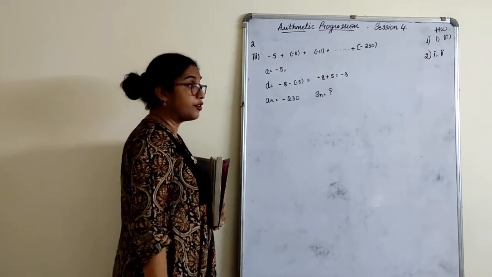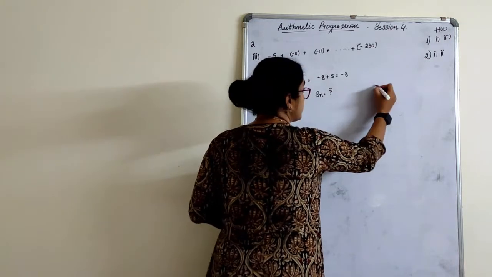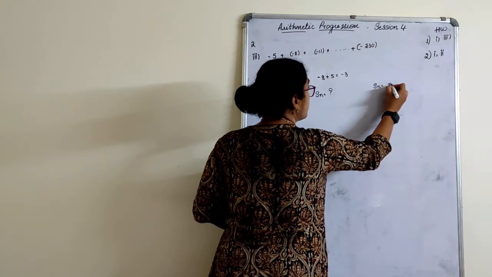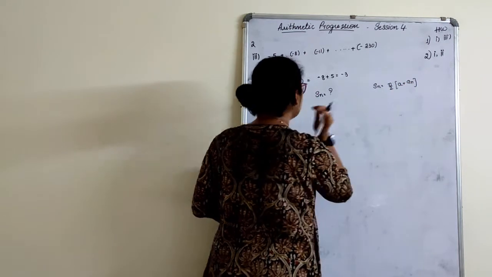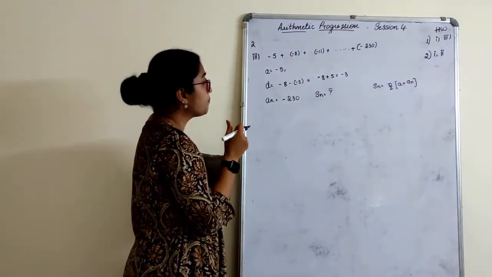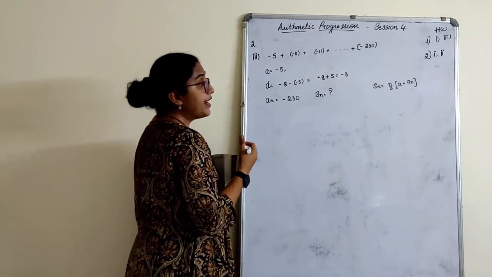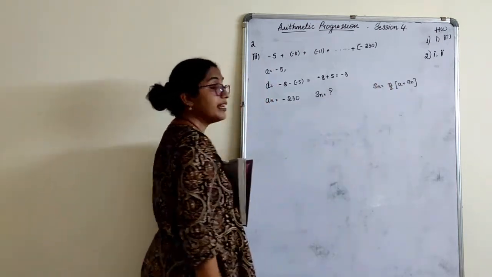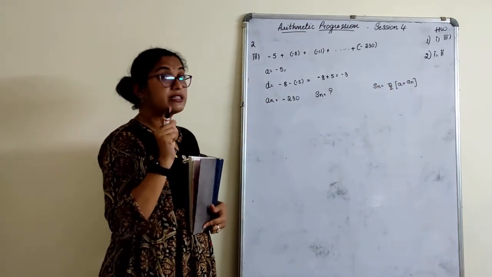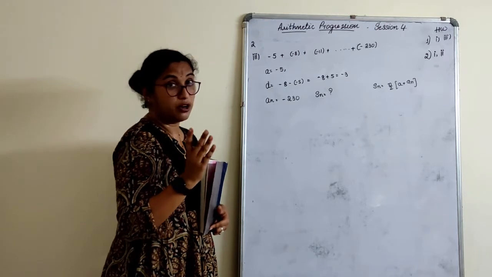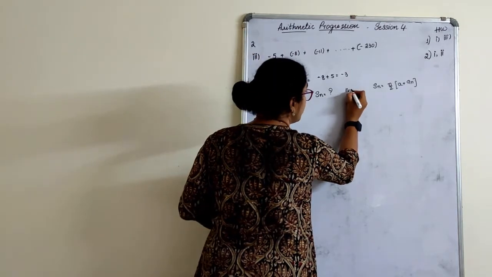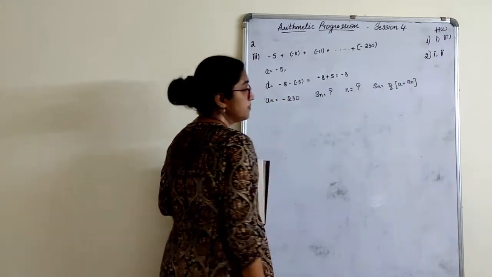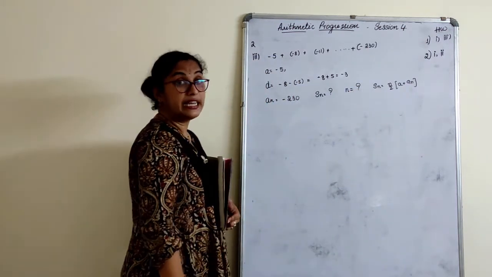Can we apply the formula? Which formula? Because last term is given, Sn is equal to n by 2 (a plus an). Can we find it? Yes, we can find. We know a, we know an. We have to find Sn and we are not aware about n. Two unknown things cannot be found. That means to find Sn, first of all we require n. How to find n now?